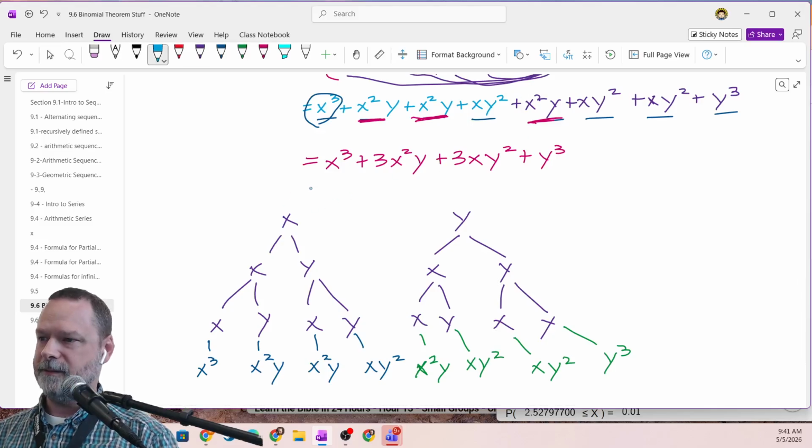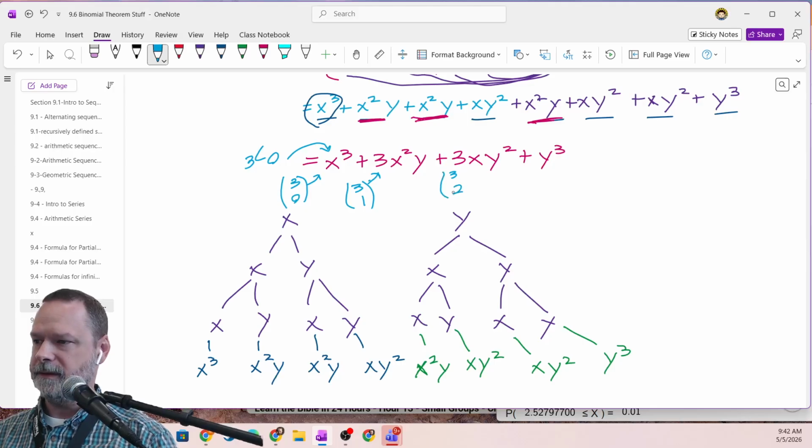And so we do see that this coefficient here is 3 choose 0, or you could say 3 choose 0, however you want to do it. That's the same as 1. This guy here is 3 choose 1. This guy here is 3 choose 2, right there. And this guy is 3 choose 3, right there.